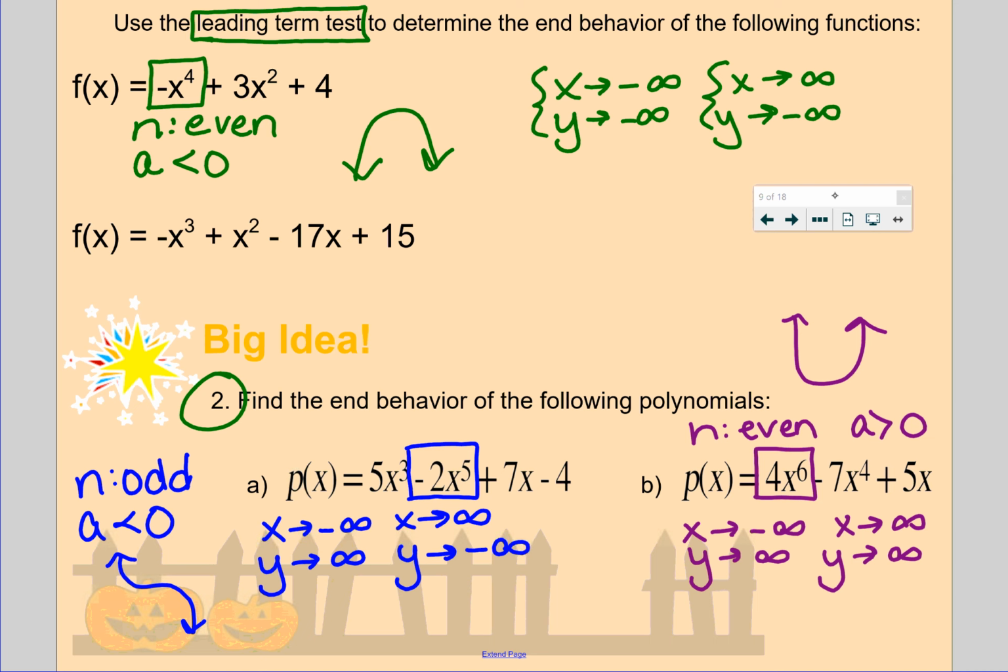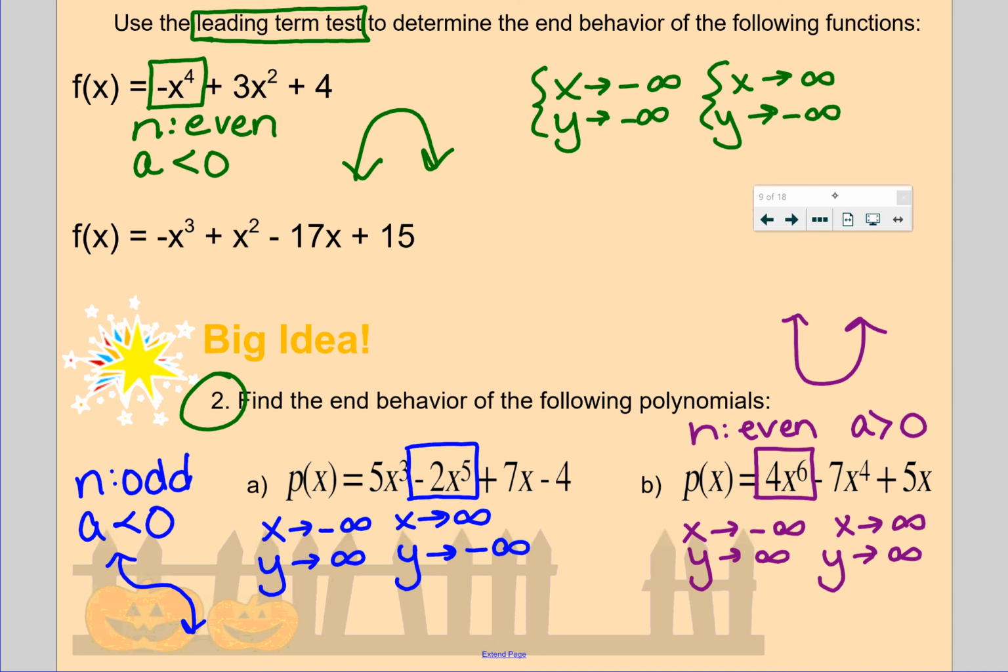Okay, so let's take a look at it. Did you guys see that negative 2x to the fifth is the leading term here? They're out of order. Gotta pick the one that has the highest power. So the power is odd, and the a value, the number in front of it, is negative, which means it's going to look like a cubic shape, but it's going to be going down from left to right instead of up from left to right. So on the left, it's going up, and on the right, it's going down. That's what my end behavior tells me. On the left, it's going up. On the right, it's going down.